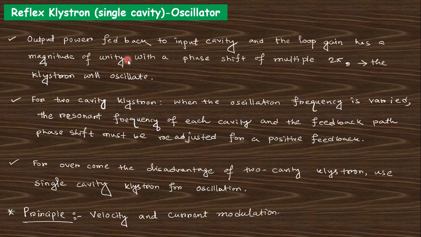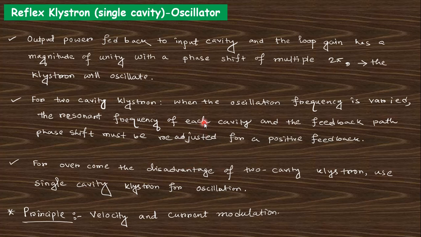So the klystron is actually used for amplification, as an amplifier, and the reflex klystron is used as an oscillator. If the reflex klystron satisfies the Barkhausen criteria, then it behaves like an oscillator. For the two cavity klystron, when the oscillation frequency is varied, the resonant frequency of each cavity and the feedback path phase shift must be readjusted for positive feedback.